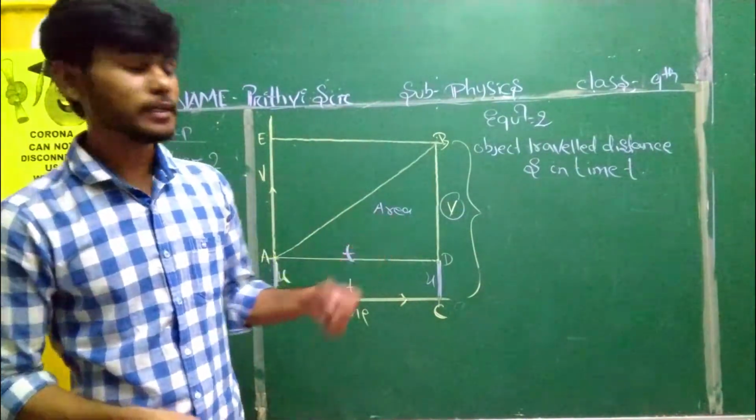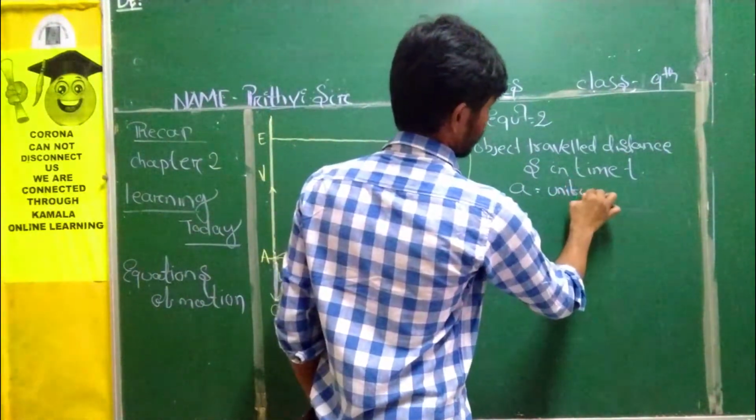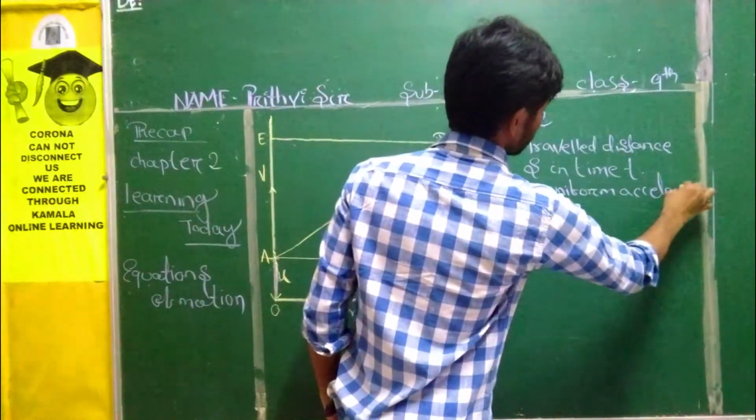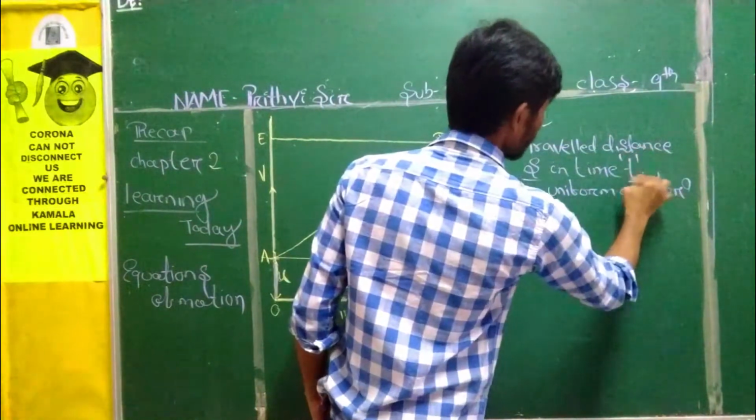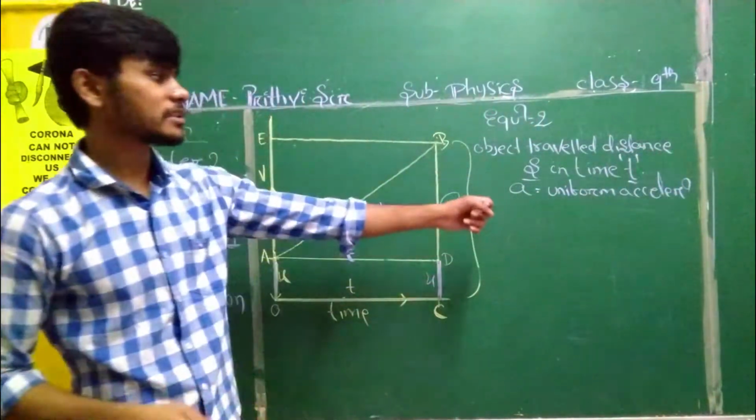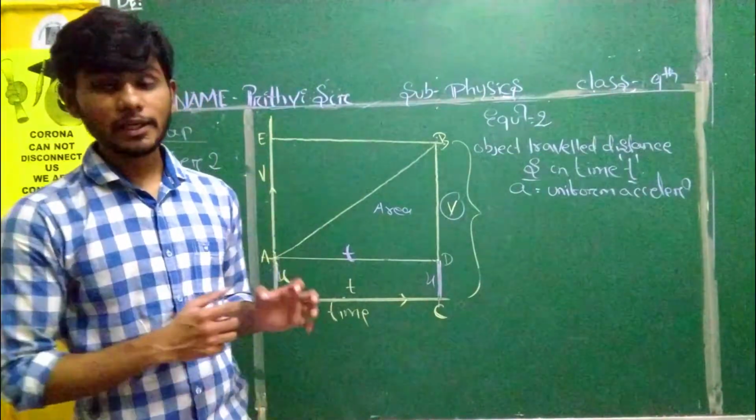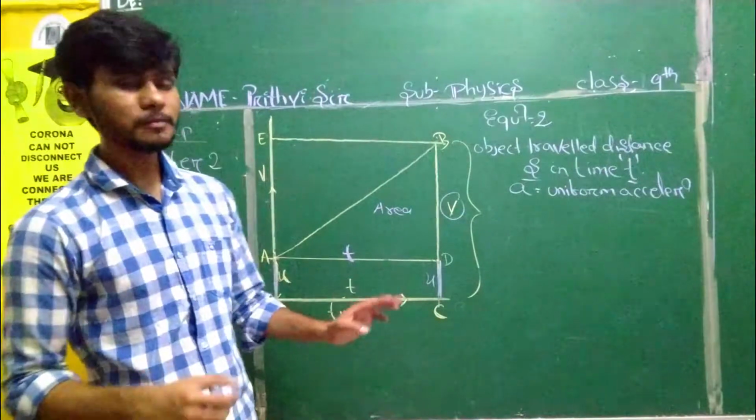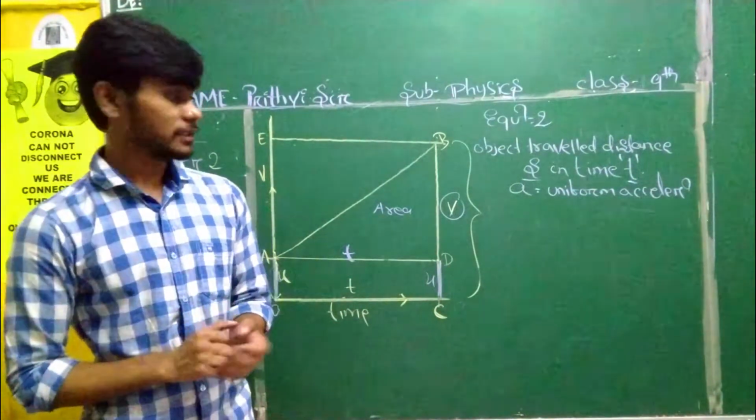He has traveled, he has got what? Uniform acceleration A. How much distance has he covered? S. How much time did he take? T. And what is its acceleration? Uniform acceleration, that is A. These all things we got, and the area we need to find out. If we find out the area of OABC, we will have our answer.